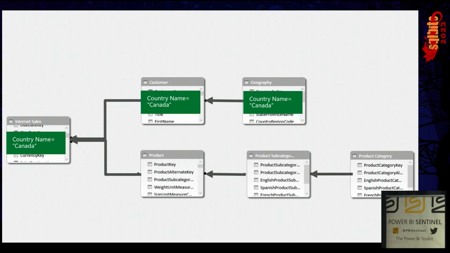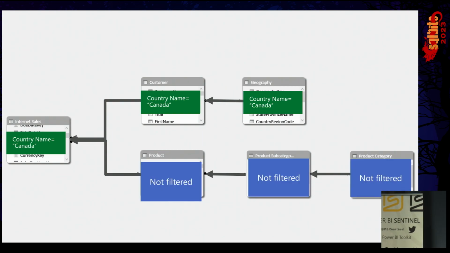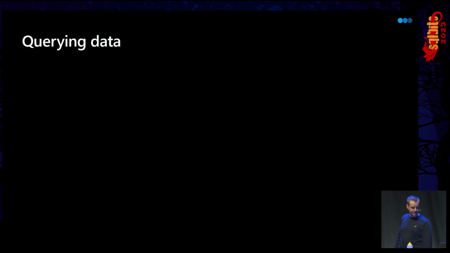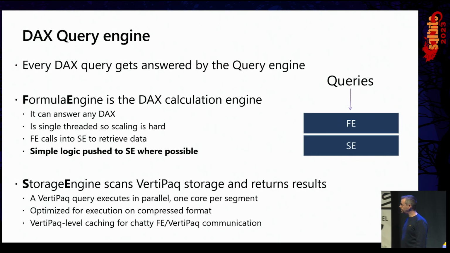Yeah, so that's how filters and relationships work. So all of these tables are not filtered. The country name is the only filter here in this case. So we'll talk about the last part. 2 more minutes or something, 3.